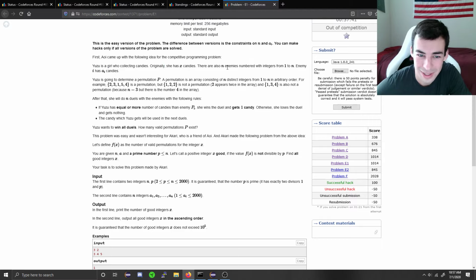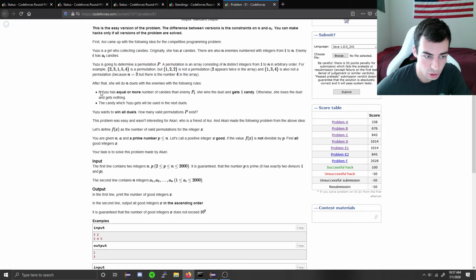Originally, she has this many candies. She also has N enemies, numbered 1 to N. This enemy has this many candies. This person is going to determine a permutation P. I didn't understand the sentence. What? Okay, so we have a bunch of enemies. Like, we have an array, basically. And initially, she has X candies. All right, she's got a permutation. We know what a permutation is.